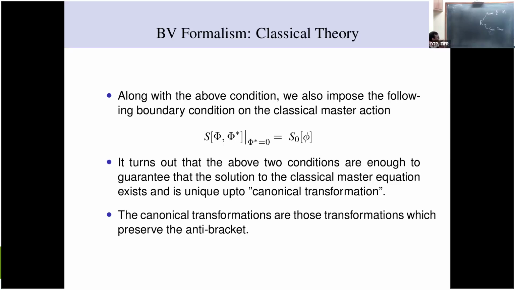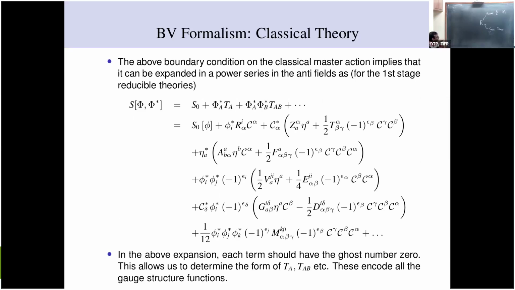Just to give some intuition, this is the above boundary condition for the classical master action. This implies, as Siraj was saying, you can expand in a power series in antifield. Let's suppose you have a first stage reducible theory. Then you can expand this way: you have S naught, and then some phi star A times TA, where TA is some quantity which you want to construct. Then phi star A, phi star B, and some quantity TAB, plus dots. This expansion you can write down for the classical master action.